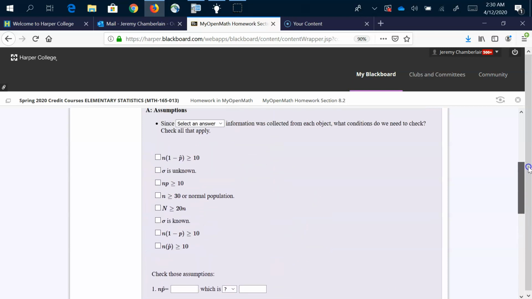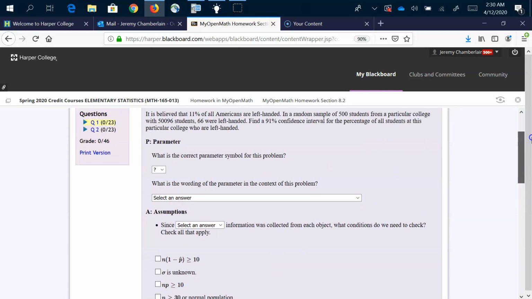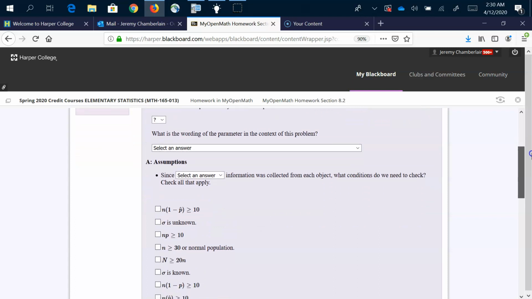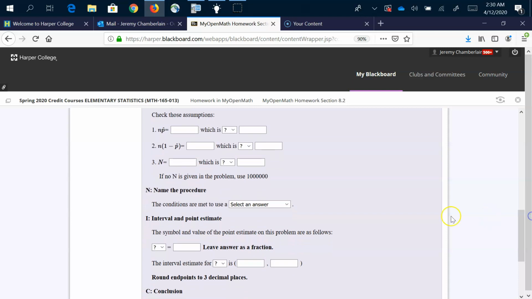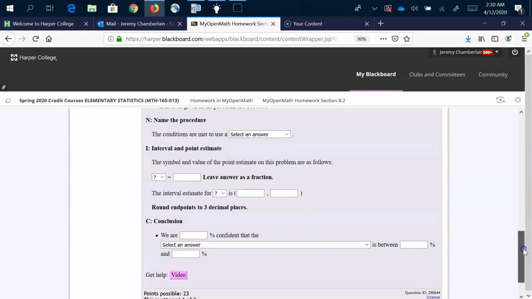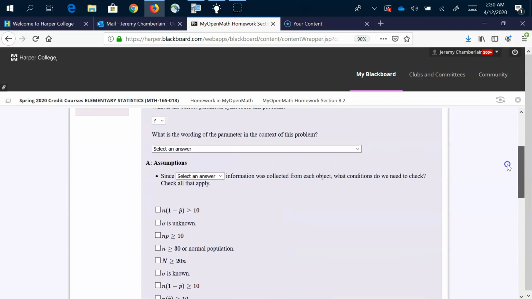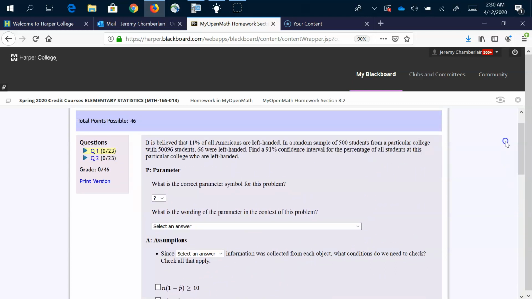And it's PANIC, P for parameter, A for assumptions, N for the name of the procedure, I for the interval and the point estimate, and then C for our conclusion. Okay, we'll go back and read this problem.